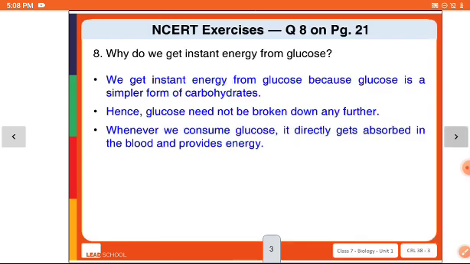Question number 8. Why do we get instant energy from glucose? We get instant energy from glucose because glucose is a simpler form of carbohydrate. Hence, glucose need not be broken down any further. Whenever we consume glucose, it is directly absorbed in the blood and provides energy.